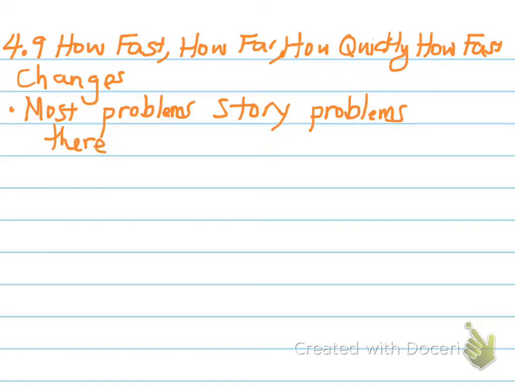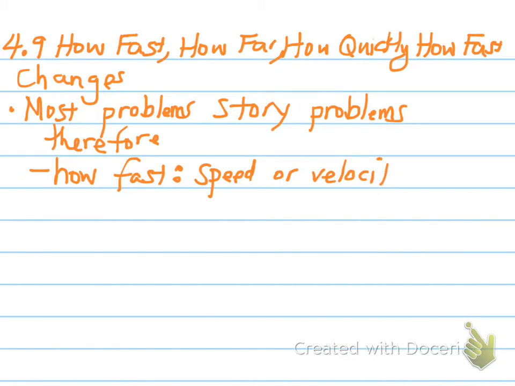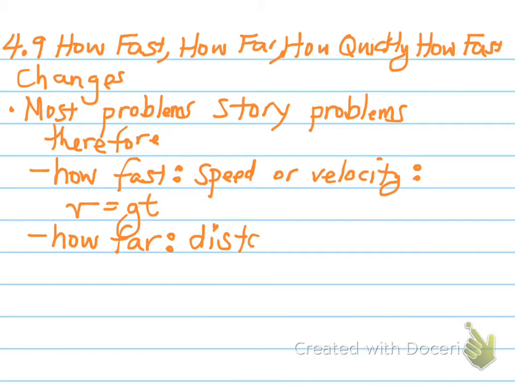Therefore, if you're asked to calculate how fast, you're being asked for speed or velocity, and you're going to use your v equals gt equation. If you're asked about how far, you're being asked about distance, and you're going to use your d equals 1/2 gt squared equation.